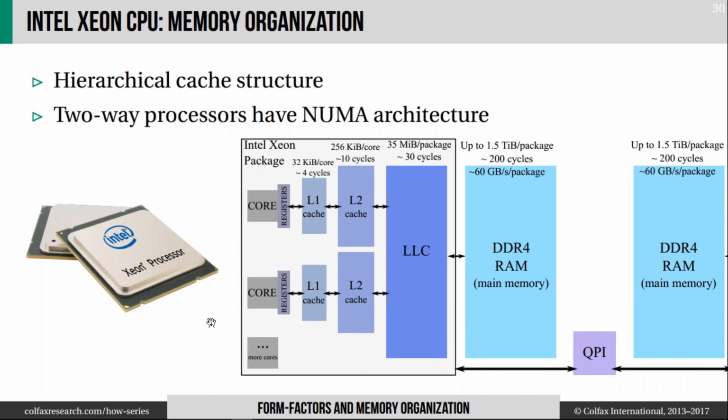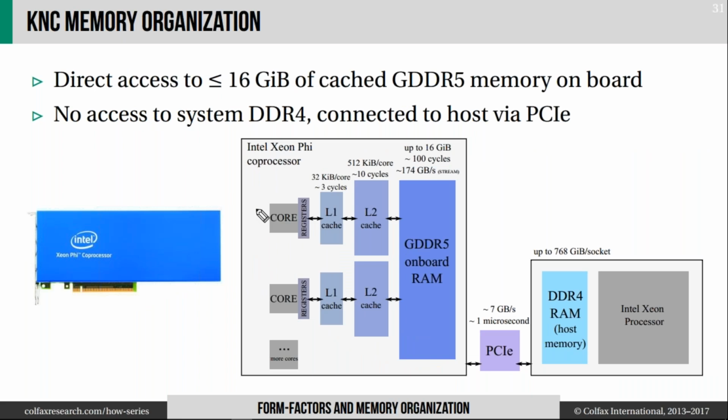If you contrast it to a Xeon Phi coprocessor, you will find actually first a lot of similarity. Cores operate on registers. Behind the registers is the level 1 cache, small but fast. Behind them is the level 2 cache, larger but slower. The first difference is there is no LLC, no last level cache. Behind the level 2 cache is the onboard memory. So this is the memory that lives on the card. It is up to 16 gigabytes in size, access latency of order 100 cycles, high bandwidth.